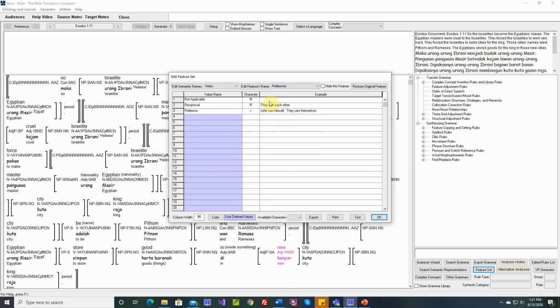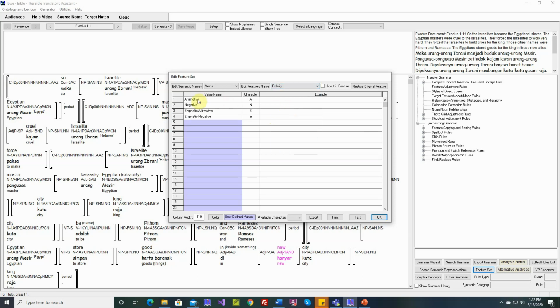Reflexivity. 3 values. Reciprocal. They saw each other. You saw each other. We saw each other. For reciprocal, the agent noun phrase has to be plural. So they saw each other. You, plural, saw each other. We saw each other. Reflexive is John saw himself. They saw themselves. You saw yourselves. You saw yourself. I saw myself. We saw ourselves. Things like that.